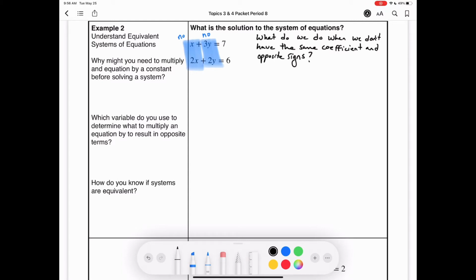So in this case, what we're going to do is use something called equivalent equations. In an equivalent equation, we multiply the entire equation or both equations by a number that will create a new but still equal equation.